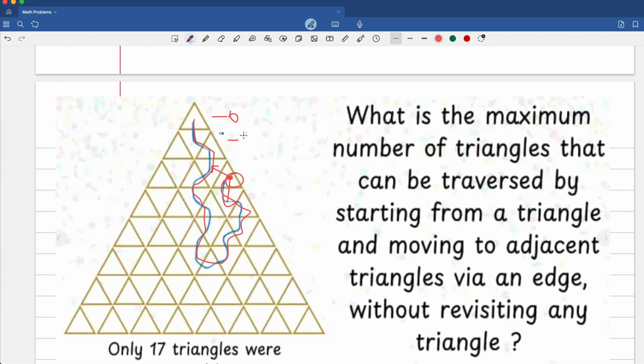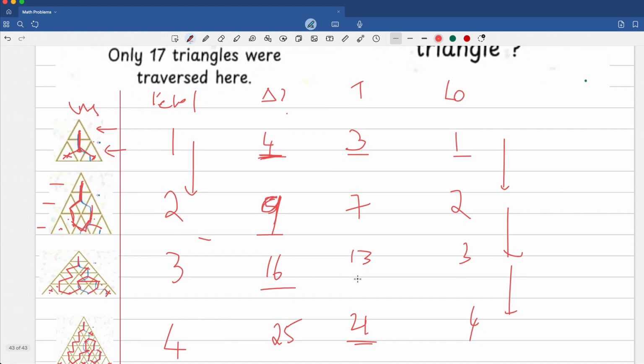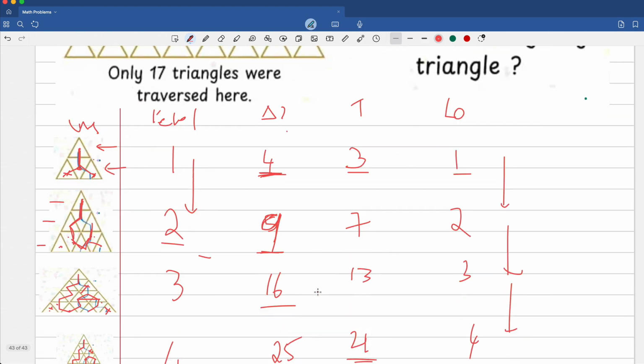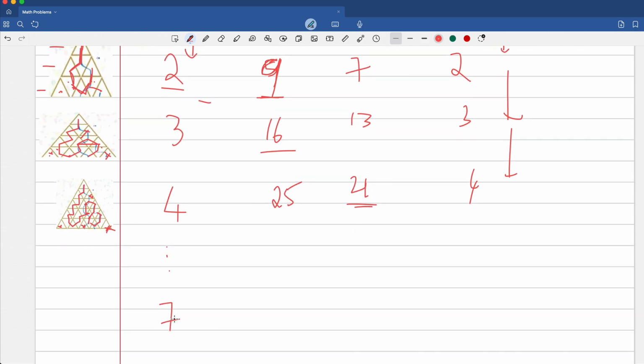So this is 0, 1, 2, 3, 4, 5, 6, and 7. So if the level is 2, the number of triangles is 2 plus 1 squared. That's how it works. 3 plus 1 squared is 16, 4 plus 1 squared is 25. And we know that we have a total of 7 levels, so eventually you can come down to that. 7 levels means 7 plus 1, which is 8, 64 triangles. And when there are 4 levels, there are 4 left out, and with 7 levels, there'll be 7 left out, which means 57 triangles would be the maximum number of triangles that you can actually traverse.